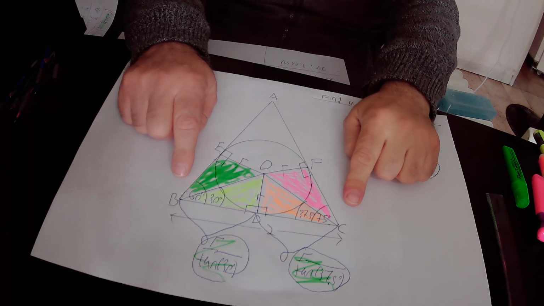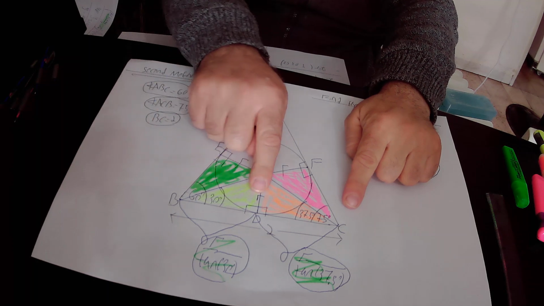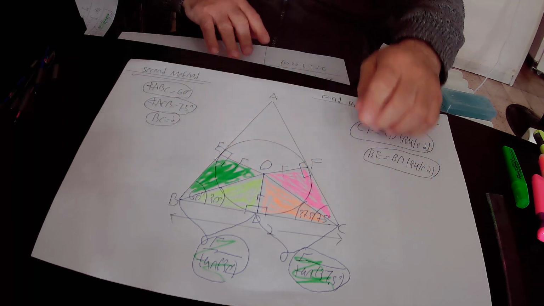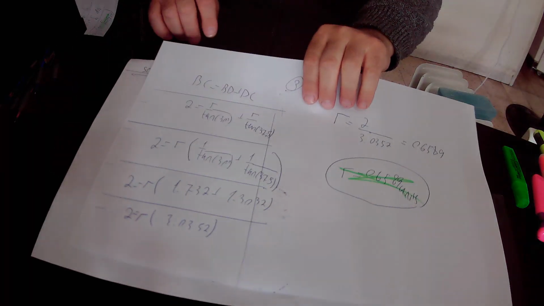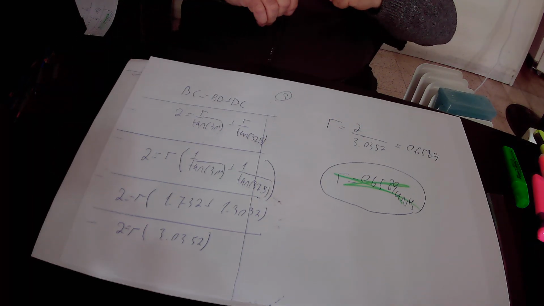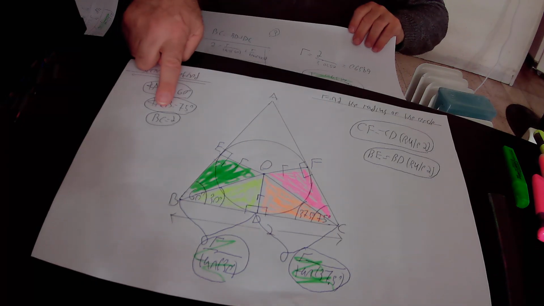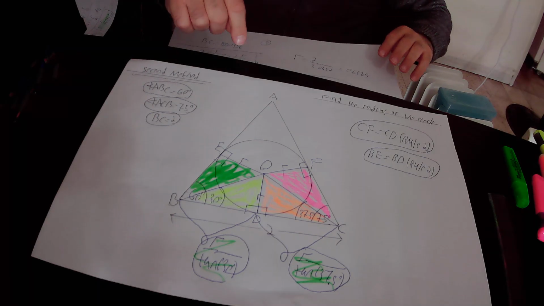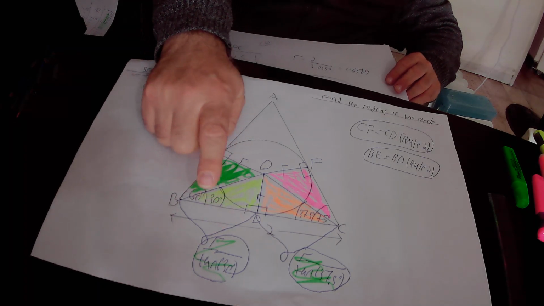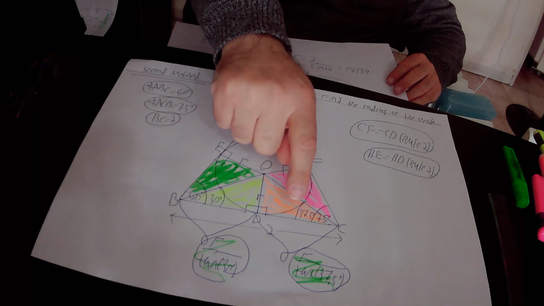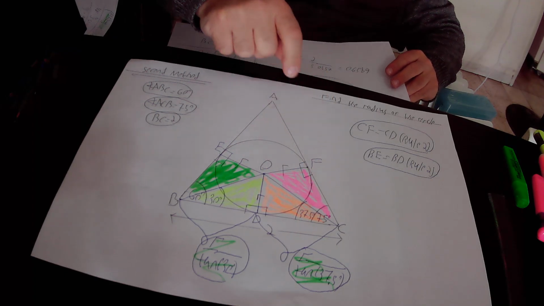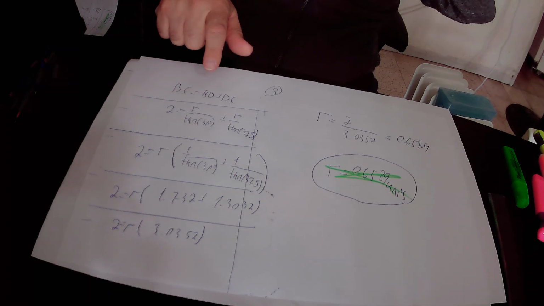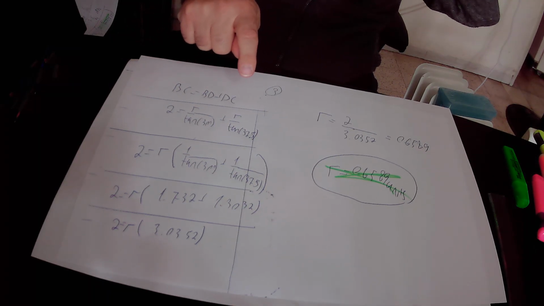From the drawing it's very easy to see that BC equals BD plus DC. BC is 2, and it equals BD plus DC. BD is R over tan 30 degrees, and DC is R over tan 37.5 degrees. So in conclusion, 2 equals R over tan 30 degrees plus R over tan 37.5 degrees.